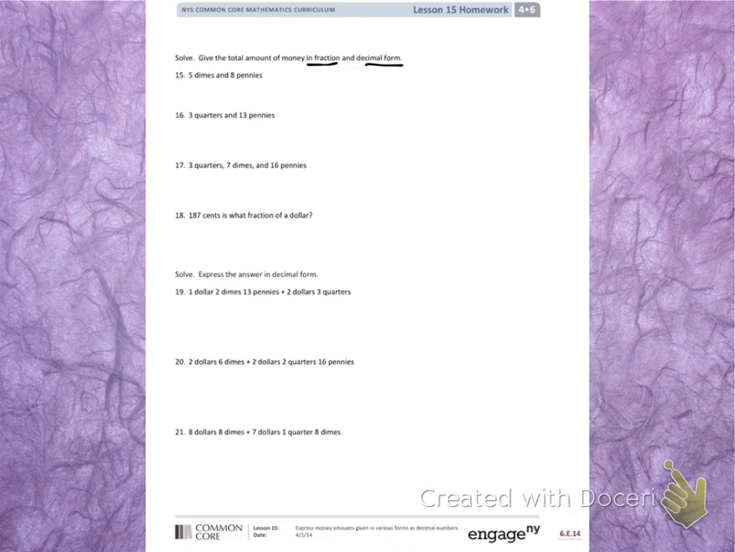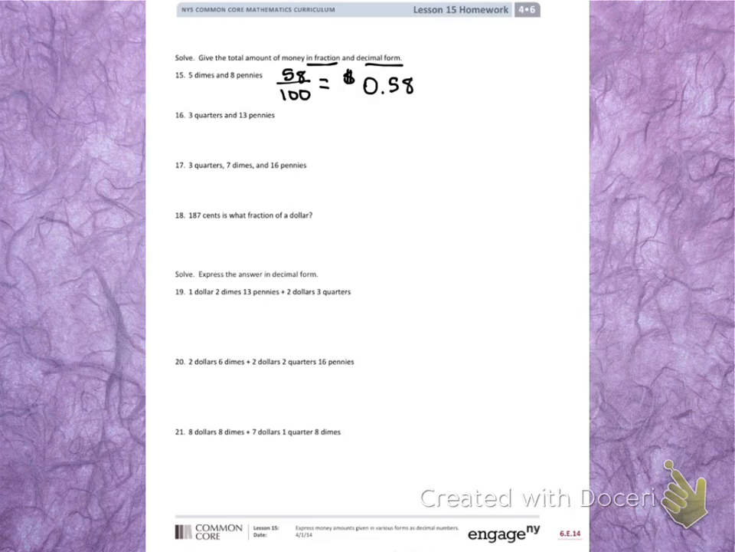Number 15 says 5 dimes and 8 pennies. Well, 5 dimes is going to be 50 cents and 8 pennies is going to be 58 cents. So as a fraction, that's 58 hundredths of a dollar. And as a decimal, I'm going to put a money sign because we're talking about money. 58 cents is 58 hundredths of a dollar.